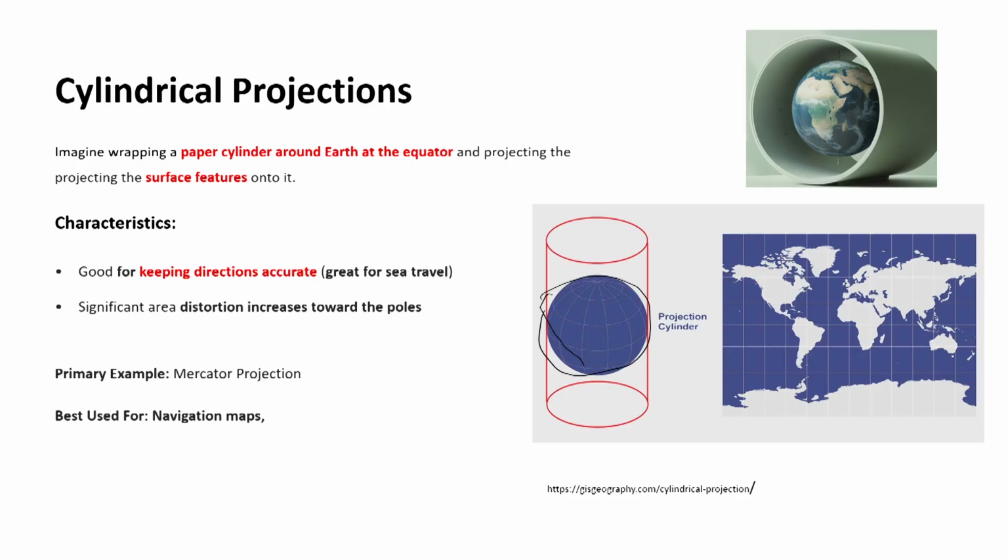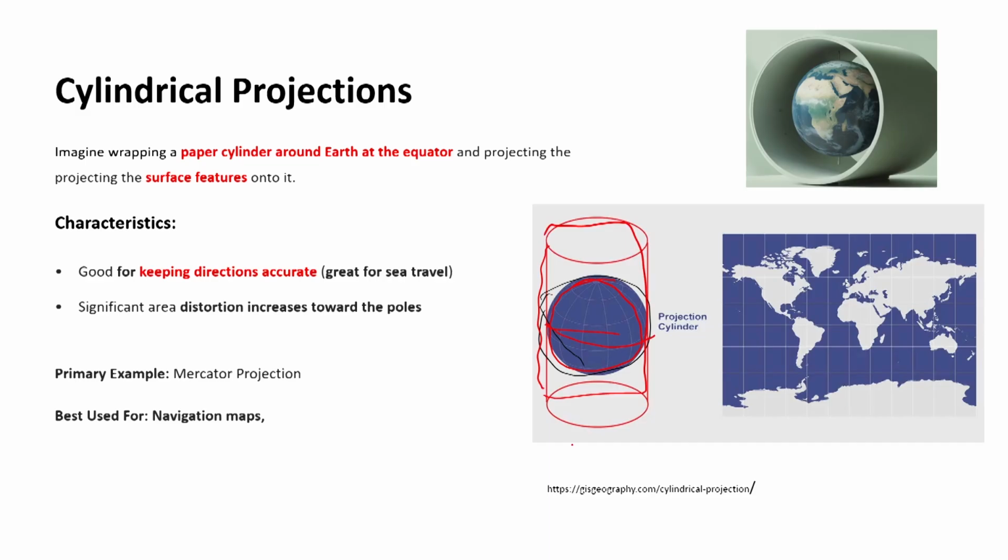So, look at the image. This is the globe, where you need to wrap the paper around the earth at the equator. This is the equator, somewhere here.